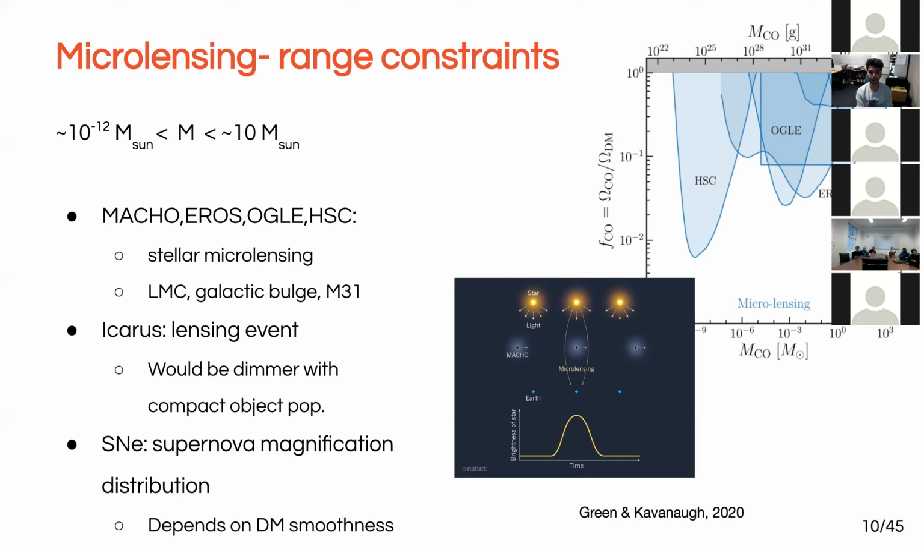There's two additional interesting constraints from the observation of microlensing, actually, which is sort of interesting. The first is this sort of Icarus event, which is a lensing event we saw at quite high redshift. But my understanding is that if you have a compact object population in between there, the microlensing should be dimmer than it actually is. And there's also a similar thing with this supernova magnification distribution, where if you don't have a smooth sort of dark matter component, which we wouldn't here, then you get a slightly different sort of distribution than we actually observe. I'm not sure too much about these last two, but they're very interesting.